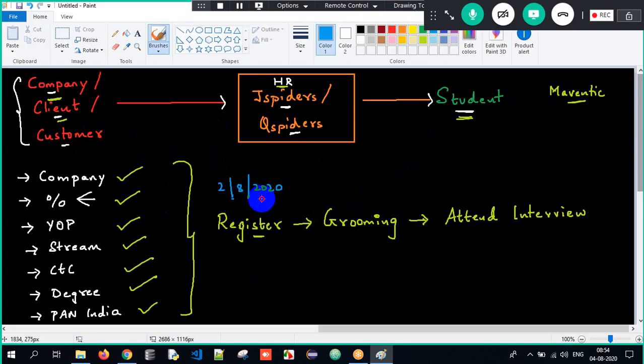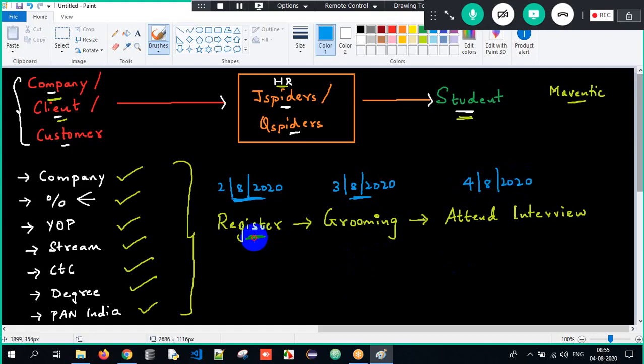On 2/8/2020, this Maventech company approached the HRs and they gave the job description. If you are eligible, if you're satisfied with the requirement here, you will register on 2/8/2020. Once you have done registration, on 3rd August we will do grooming, based on the company pattern. And on 4th August, you will attend the interview here.